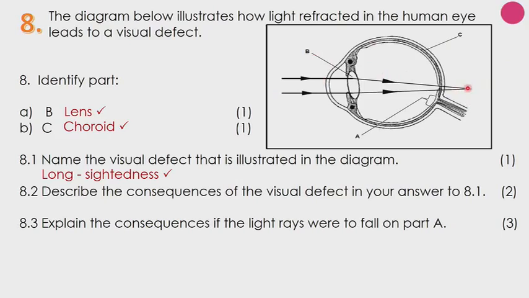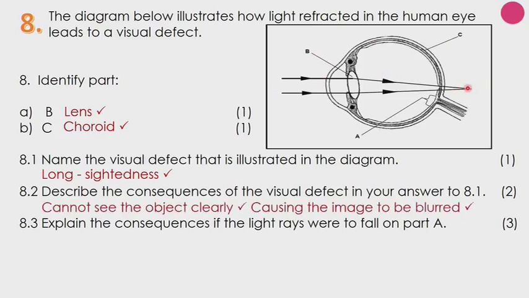The consequence of this, as Yolandi has explained, is that important difference: they cannot see the far object clearly. The image is blurred. So it's not that they can't see the object at all. They're not blind, but the image is blurry and they can't see it clearly.